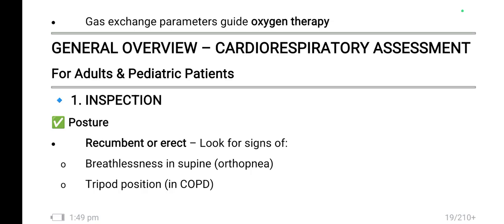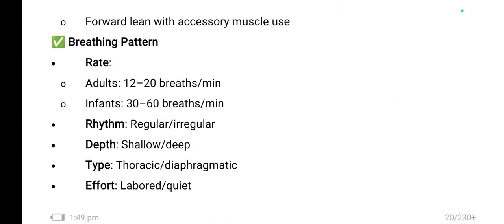We'll inspect the posture, for example recumbent or erect. Look for signs of breathlessness: supine orthopnea, tripod position in COPD, forward lean with accessory muscle usage. Breathing pattern: if it's an adult, it will be 12 to 20 breaths per minute. If they are infants, that is kids, 30 to 60 breaths per minute.